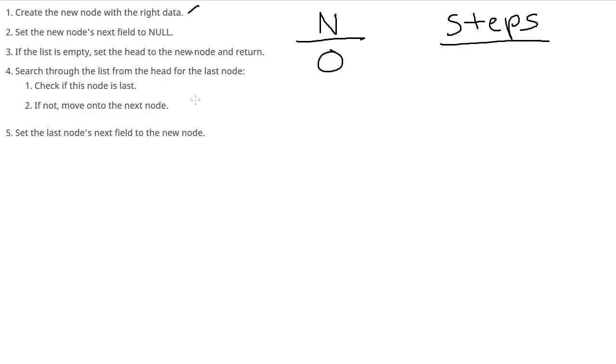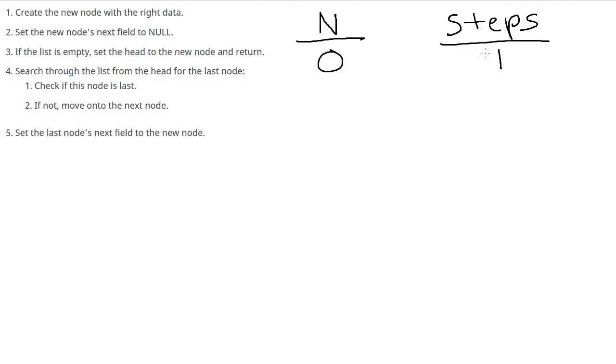Then we also need to do step 2, setting the new node's next field to null. Then we check if the list is empty, which it is, and we set the head to the new node and return. So let's say that's 2 steps, checking if the list is empty and then setting the head to the new node. So that's going to give us 4 steps when the list is empty.